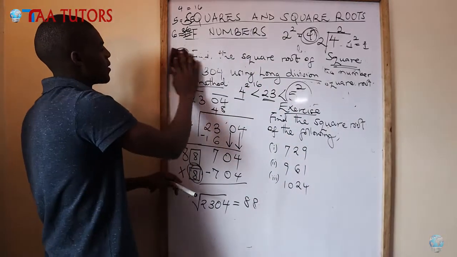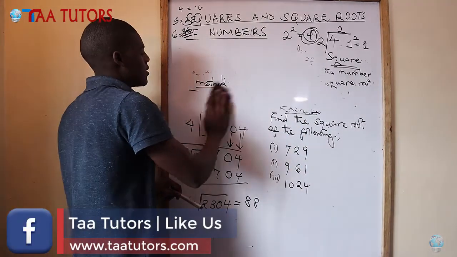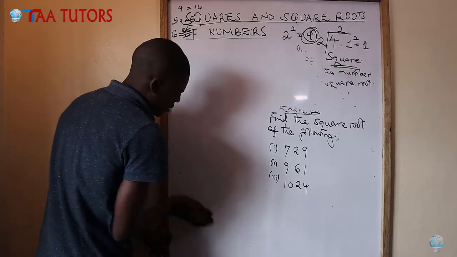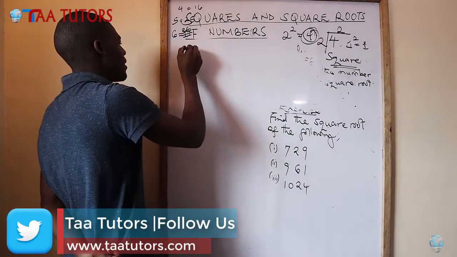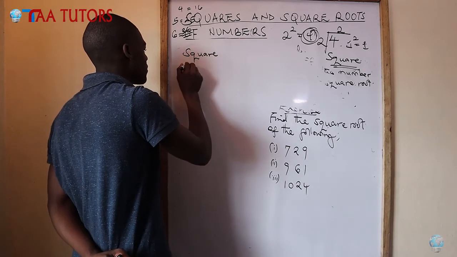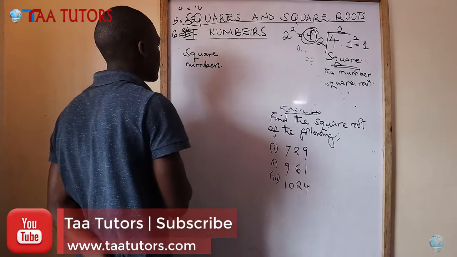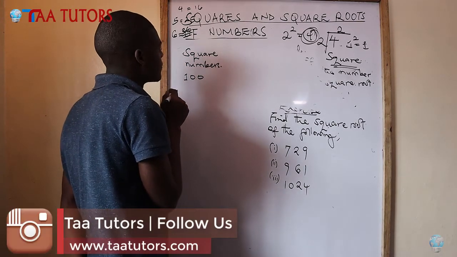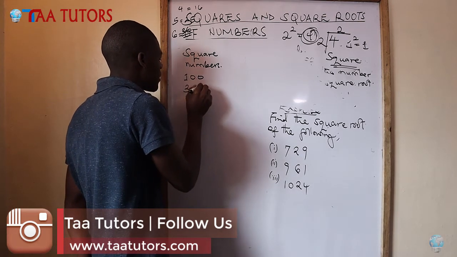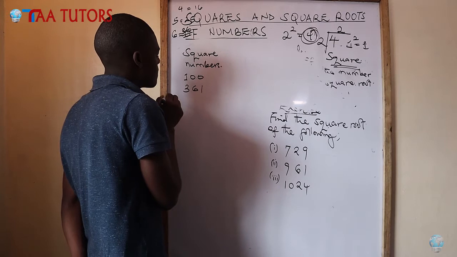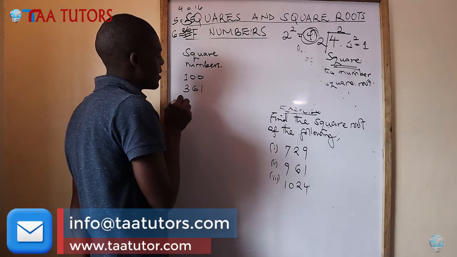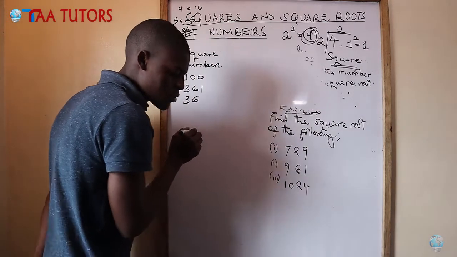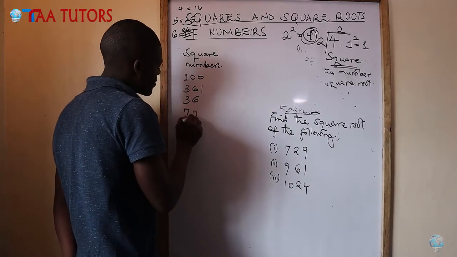Last thing about this, I want to show you something that you can use to detect whether a number is a perfect square or not. When I have a table like this, let's say square. I have 100. That is a perfect square. Then I have 361. After that, I have 36. Then I will go to maybe 729.